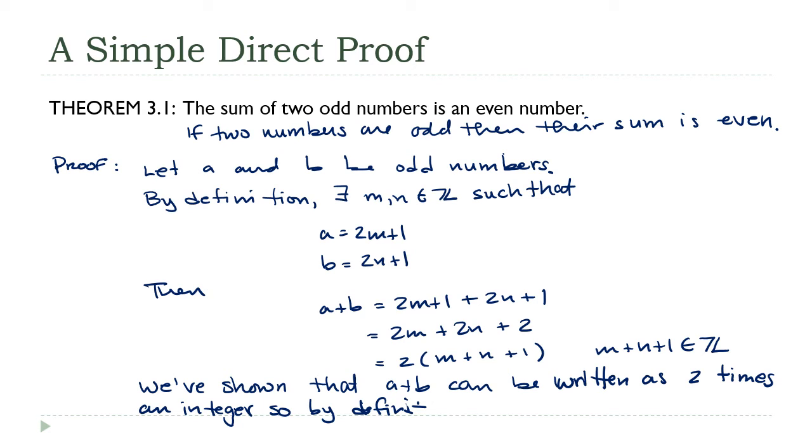So by definition, the sum is even. My handwriting's getting a little sketchy here. And that the sum is even, that's what we wanted to show. So the proof is over. I've ended it with, therefore, by definition, the sum is even. That's good. Or you could put something specific at the end, like QED, which we talked about in the last lecture, as a way of showing that you've finished the proof.